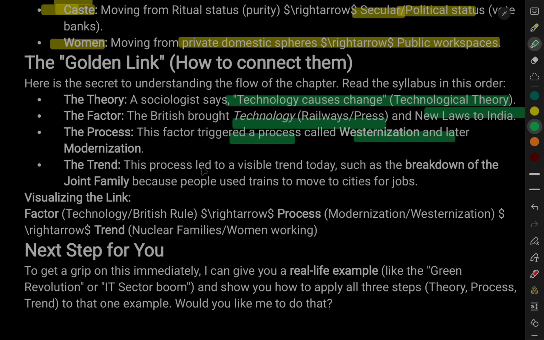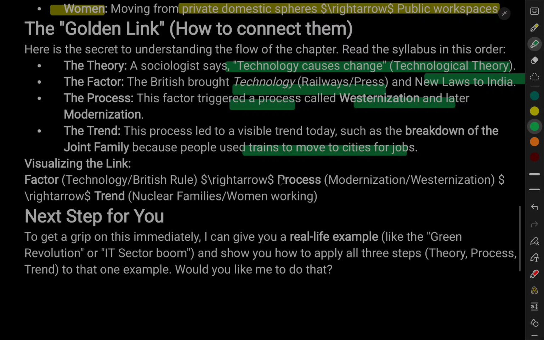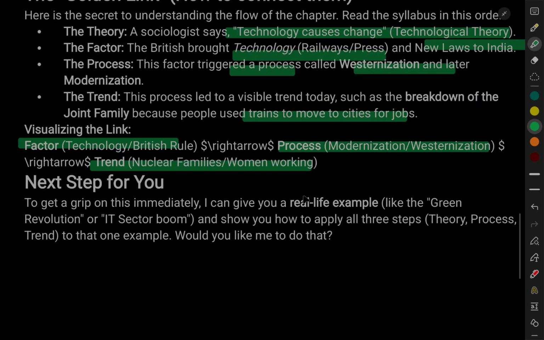In trends we see the visible trends today, such as the breakdown of the joint family, which became the nuclear family because people used trains to move to cities for jobs. So the main link is that factors like technology and British rule led to processes like modernization and westernization, which led to trends like the nuclear family and women working.